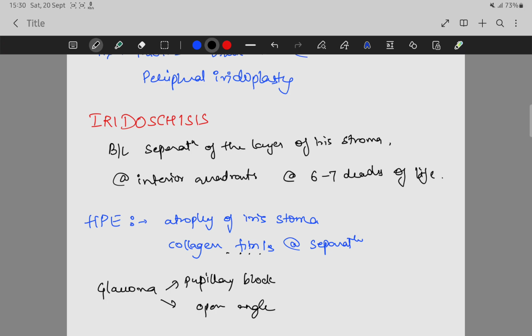Okay, then this was regarding iridoschisis. We will discuss in detail the clinical features and management in another class.